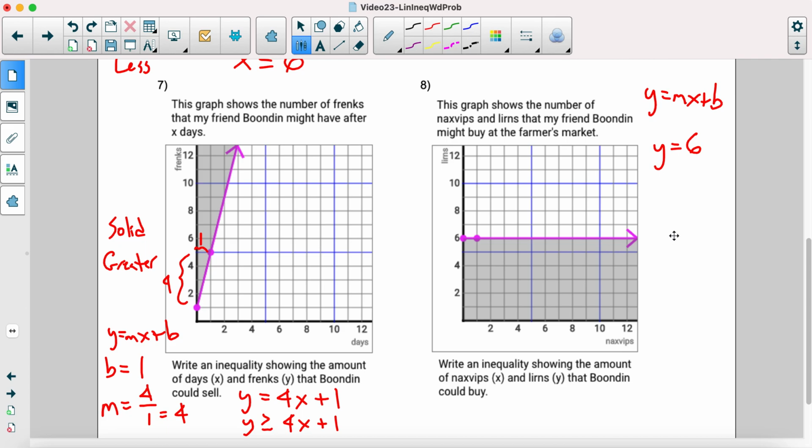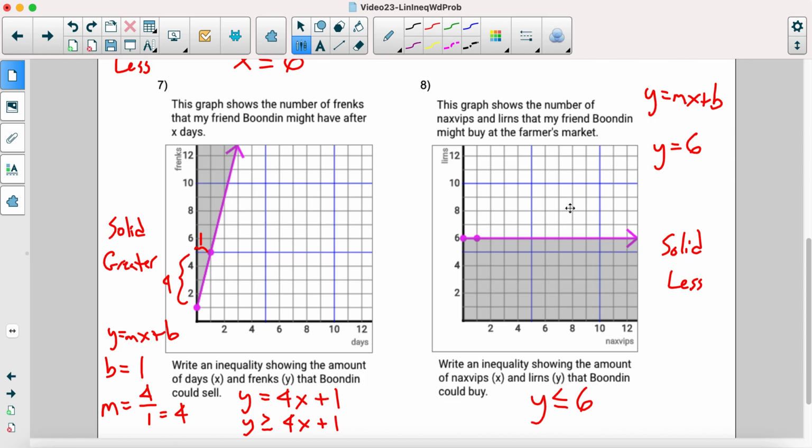Is it solid or dashed? It's a solid line again. So all of our examples had solid lines. And then when we're comparing the shading to the line itself along the y-axis, is it greater than or less than? In this case, it's less than, right? So I just need to replace the equal sign with my inequality sign. All right, it's less than or equal to in this case. So y is less than or equal to 6.